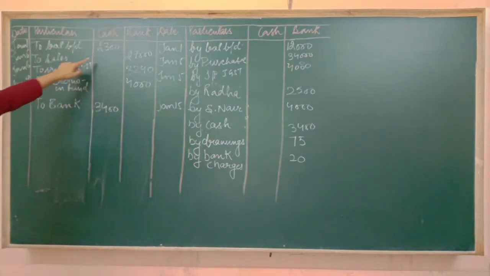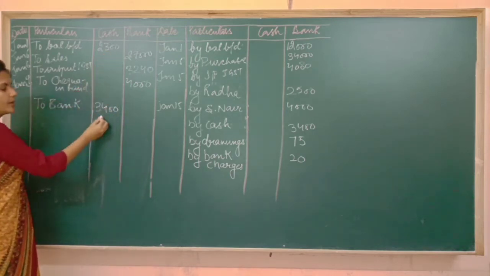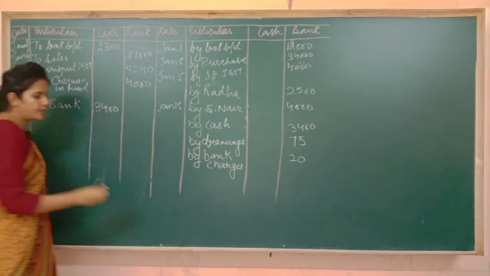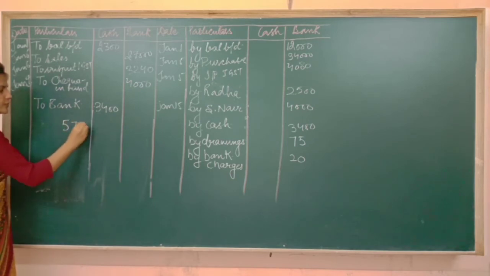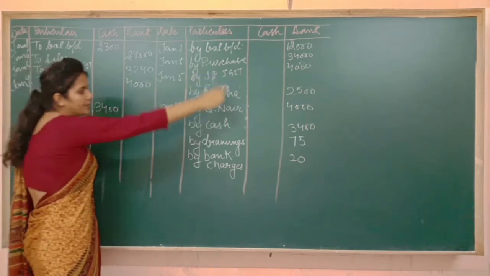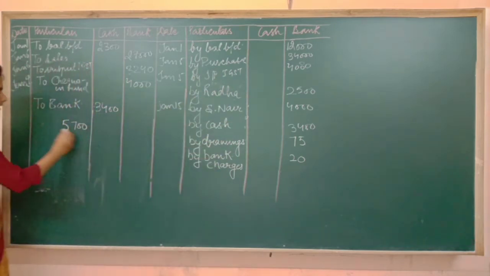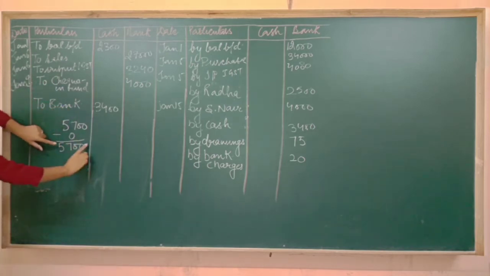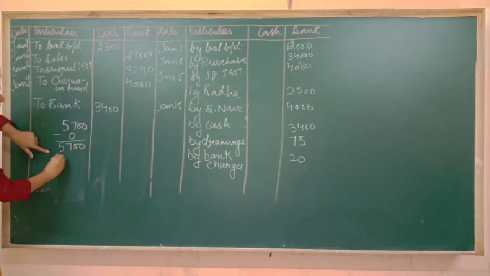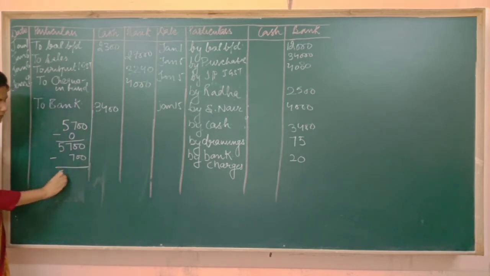Now check. We have total 5700 rupees with us. 2300 plus 3400, total is 5700, right? These are receipts. Are there any payments? There are no payments. It means receipt minus payment, so how much total cash in hand do I have? 5700. In the question it is mentioned that whatever cash in hand you have, you just keep rupees 700 with you and deposit the rest of the amount into the bank.